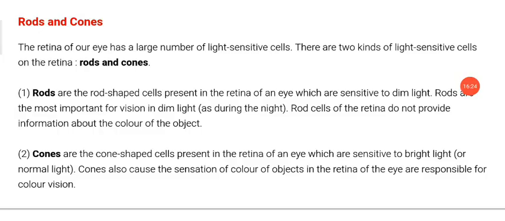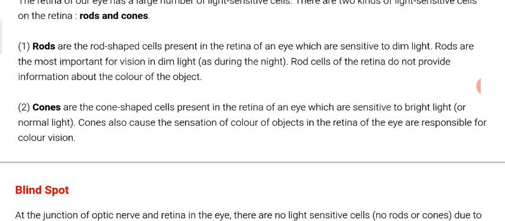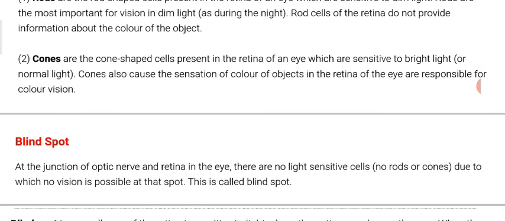Okay, let's talk about the rods and cones. The retina of our eye has a large number of light sensitive cells. There are two kinds of light sensitive cells on the retina: rods and cones. First, rods are the rod shaped cells present in the retina of an eye which are sensitive to dim light. Rods are the most important for vision in dim light, as during the night. Rod cells on the retina do not provide information about the color of the object.